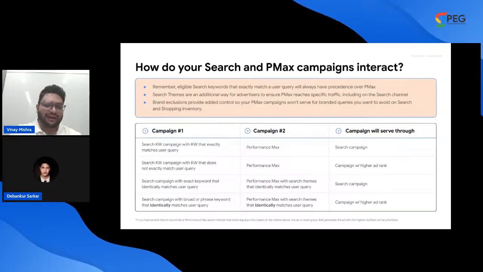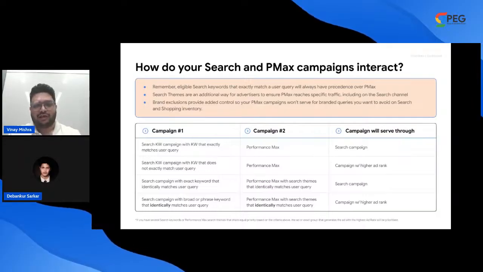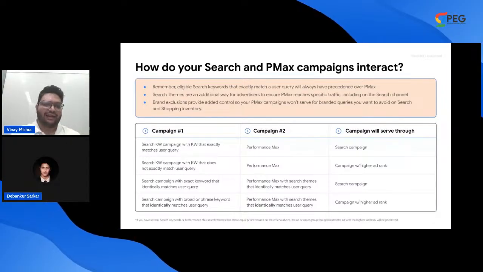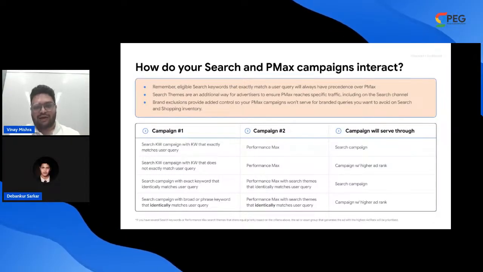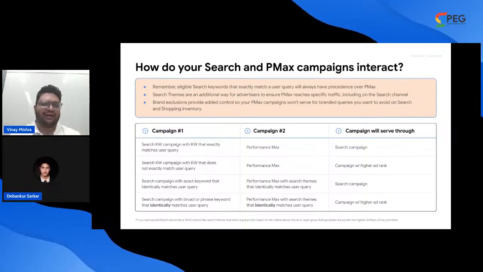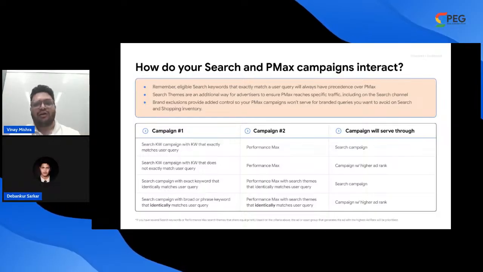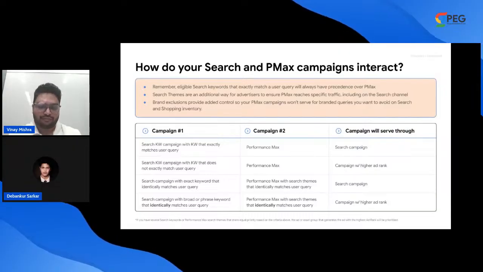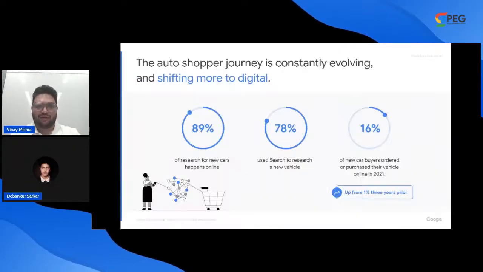And in the last use case that you're seeing here, where we are talking about a search campaign with a broad or phrase match keyword that identically matches the user query, and you also have search themes that again identically match the user query, in this case as well, the campaign with a higher ad rank will participate in the auction. I hope that is clear for you.